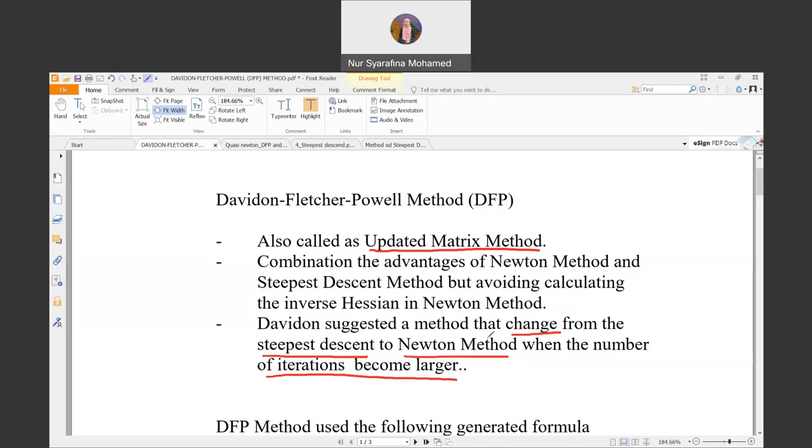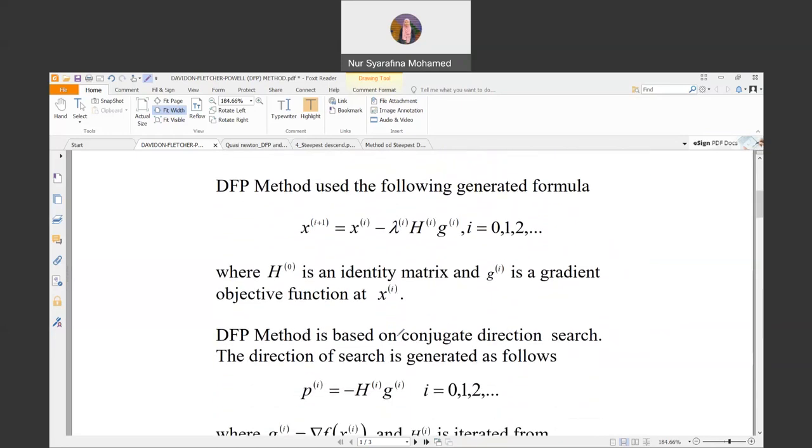Okay, so now let's proceed. This DFP method uses the following generating formula. Remember in Newton's method, we have the update formula, which involves the Hessian inverse. In DFP it is actually quite the same, but now we have H, an approximate matrix, and we start with H naught, which is an identity matrix. G_i is the gradient, where x_i is the current iterative point. This DFP method is also based on conjugate gradient search. The direction of search is generated as follows.